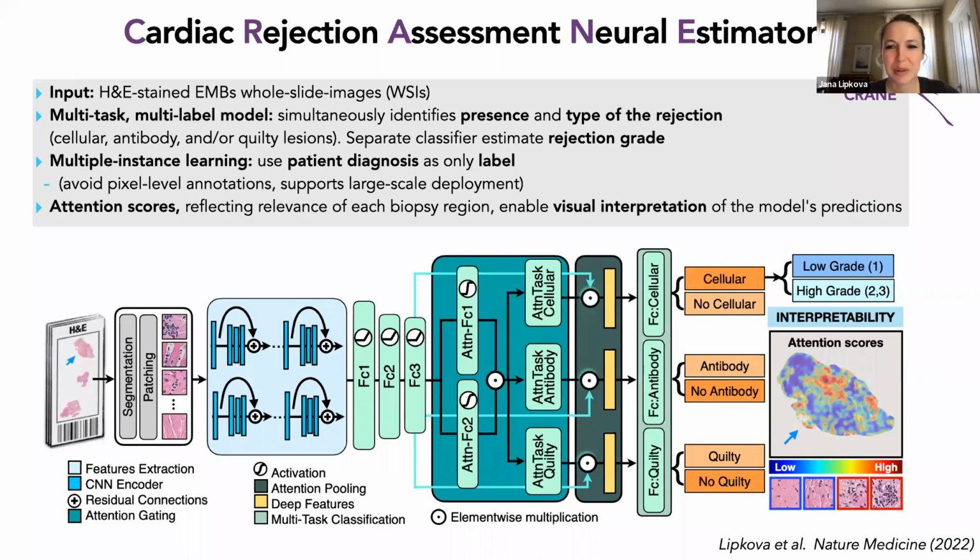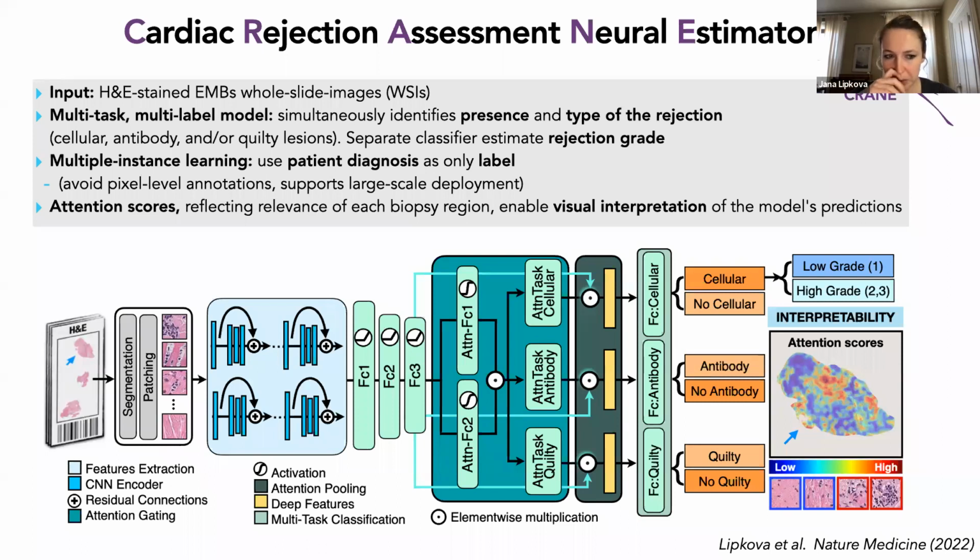So to address this problem, we developed the Cardiac Rejection Assessment Neural Estimator, or CRANE for short. CRANE is a weakly supervised model that takes as input an H&E-stained whole biopsy slide and simultaneously identifies all major diagnostic tasks. It means for each slide, it identifies the presence or absence of acute cellular rejection, antibody-mediated rejection, and/or Quilty B lesions. And for each rejection, it also estimates the grade.